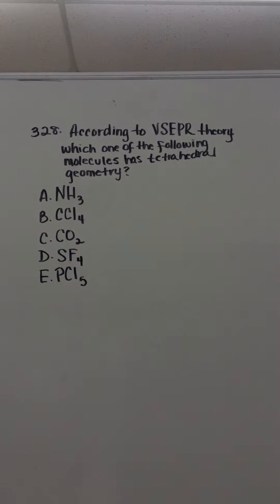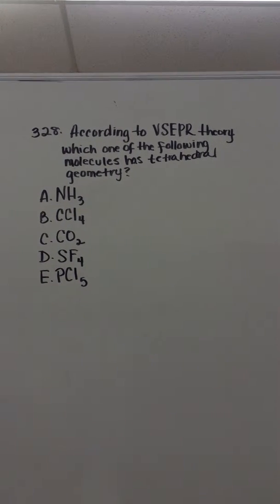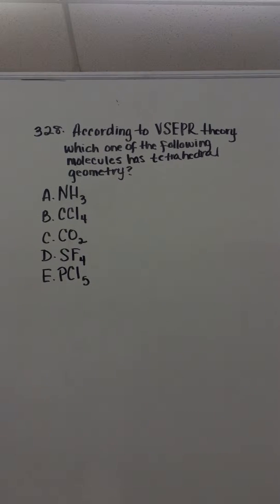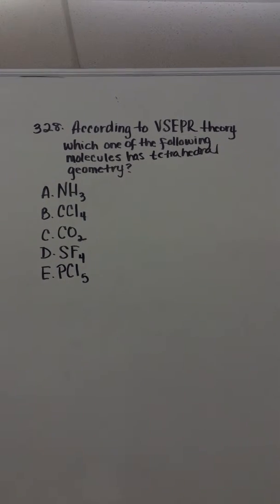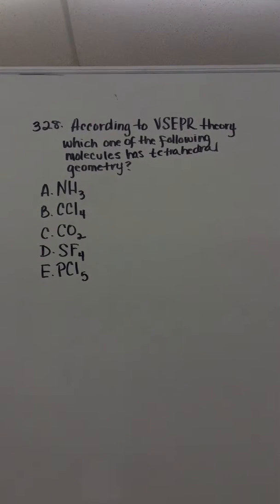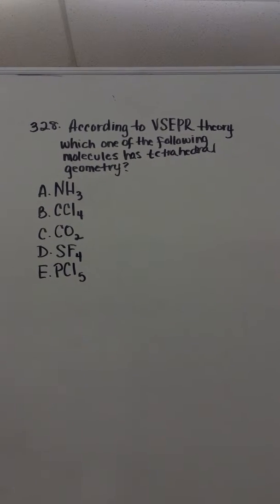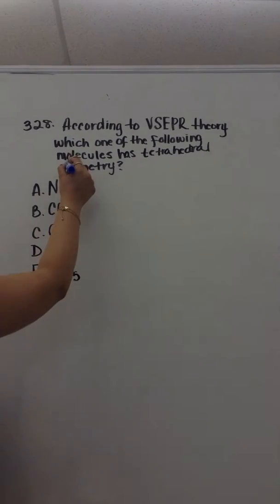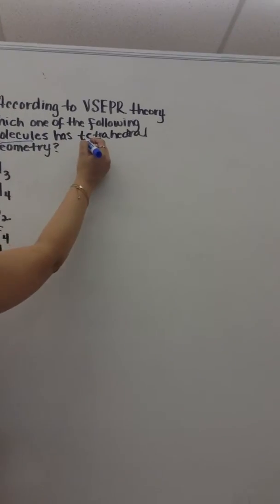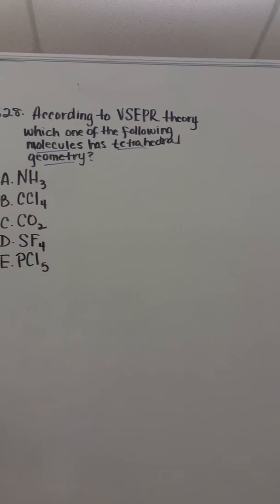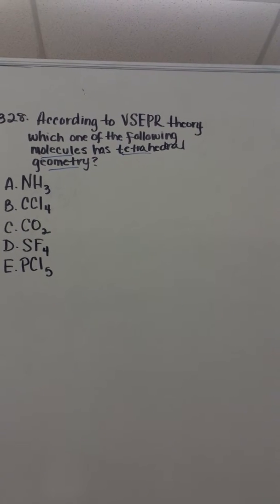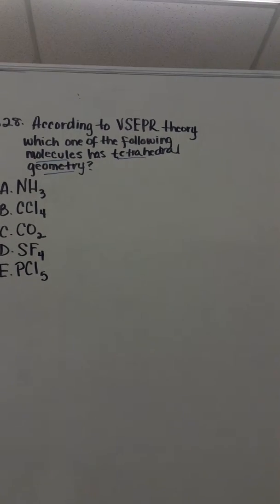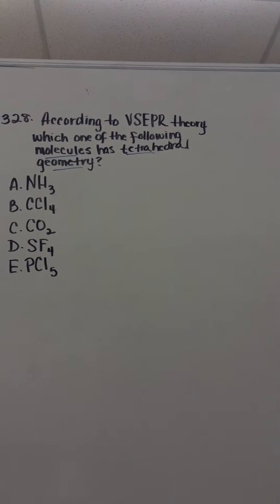Question number 328. According to the VSEPR theory, which one of the following molecules has tetrahedral geometry? So first it's asking you for a molecule that has a tetrahedral geometry. Now when you name in molecular geometry, you need certain prefixes.